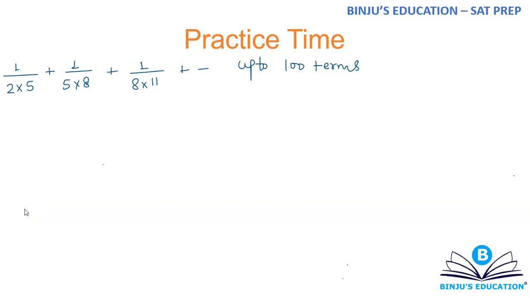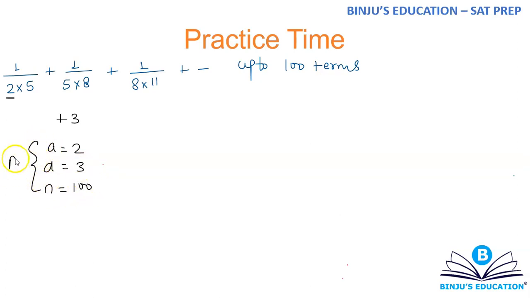Alright, let's try this one. It's gonna be solved in the same way as the previous question, but first let me find the 100th term, right? So my first term is 2, and then I have 2 into 5, then 5 into 8, then 8 into 11. So I'm basically increasing by 3. I'm starting with 2 and increasing by 3, and I need to find the 100th term.